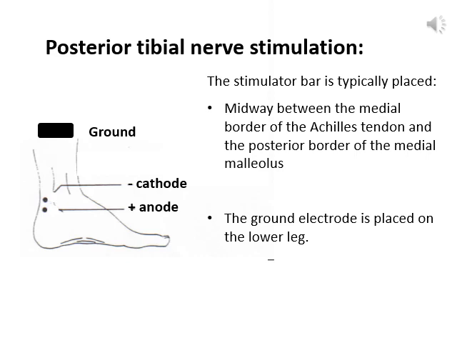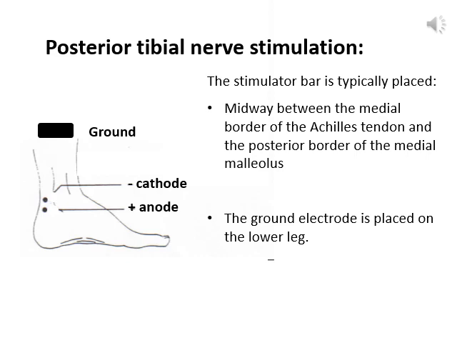The stimulus bars for the posterior tibial nerve stimulation is usually placed midway between the medial, the inside border of the Achilles tendon, and the posterior border of the medial malleolus, which means it's placed on the inside of the ankle about halfway between the back edge of the ankle bone and the back edge of the foot. Again, the anode is distal, so the wire runs away from the body.